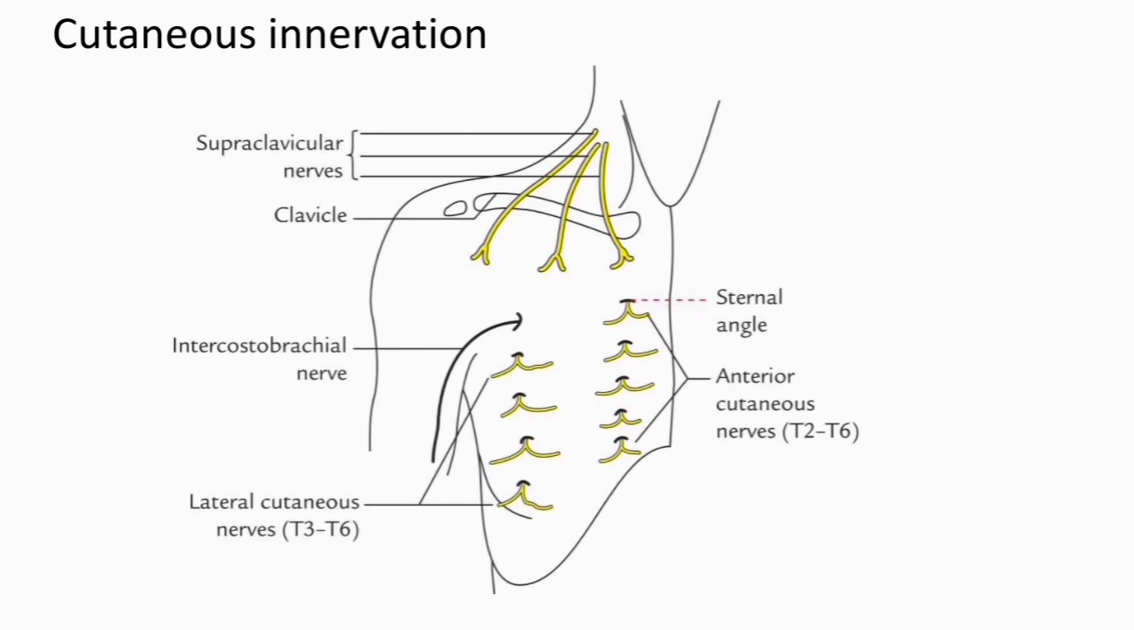Coming to the cutaneous innervation. Based on the cutaneous innervation, the pectoral region is divided into two parts, above the level of sternal angle and below the level of sternal angle. Above, it is supplied by the supraclavicular nerves with the root value C3 to C4, and below it is supplied by the anterior and lateral cutaneous branches of the intercostal nerves with the root value T2 to T6. Here you can see the anterior and lateral cutaneous nerves.